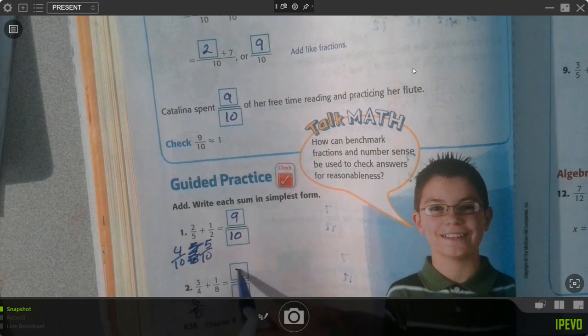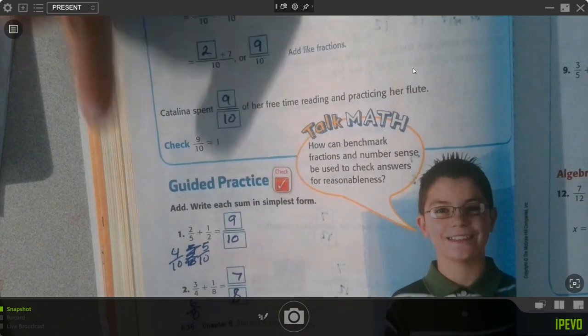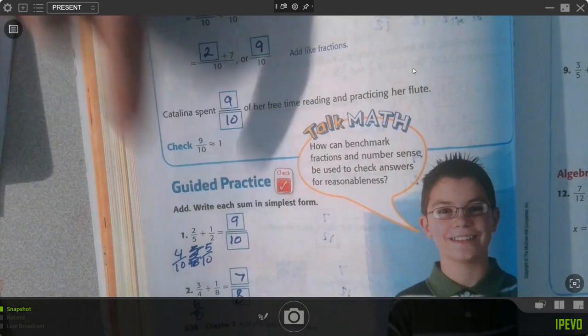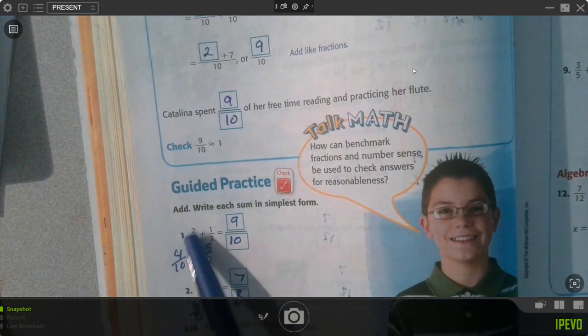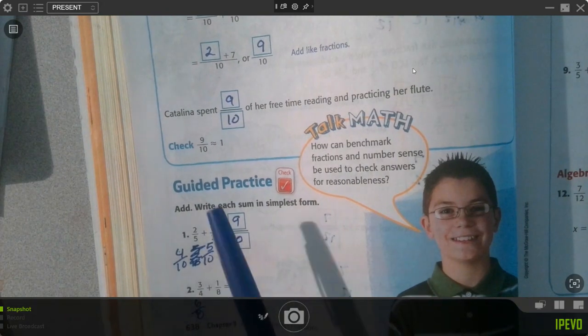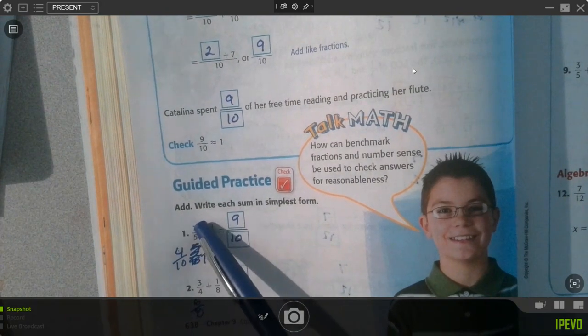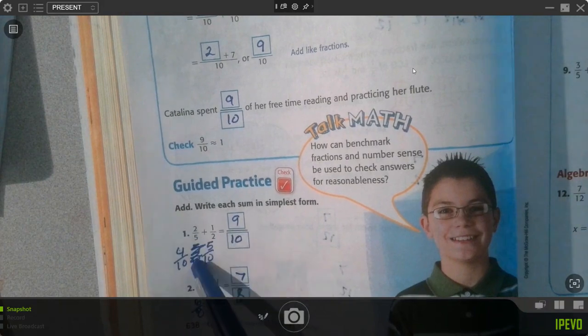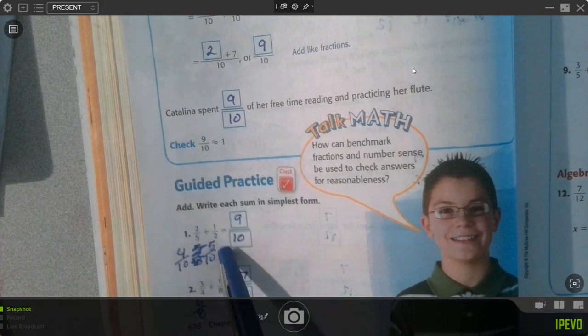And then this one would be 8, so this would be 6 over 8, plus 1 over 8 equals 7/8. Remember, they're multiplying by 2 and by 5. And then for this one, you have to do the same to the top as you do to the bottom. So on this one, you would multiply by 2's to get to the 10, and on this one, you would multiply by 5's to get to the 10.